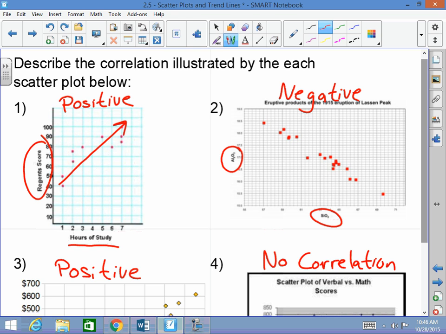And then here, I have hours of study and then Regents scores. Regents is a test that they give in New York. And as you study for longer, you get higher scores on the Regents. So the labels do help you if you cannot ascertain that information by just seeing the graph. Does that make sense? Good question, son. Thank you. May I continue, my brothers?